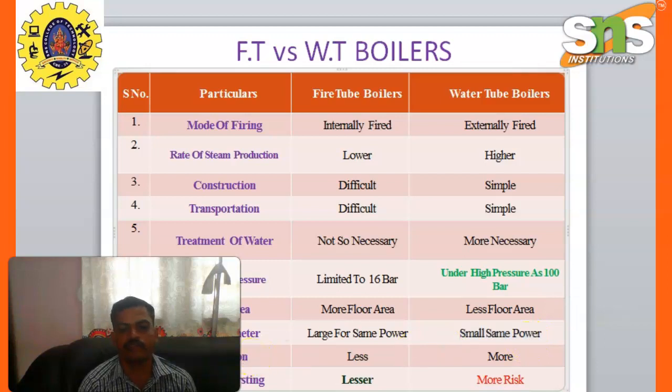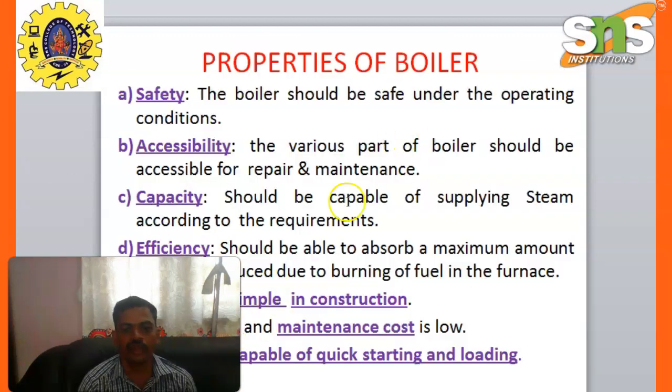Explosion risk: less for fire tube boiler, more for water tube boiler. Risk of explosion is lesser in fire tube boiler, more risk in water tube boiler. These are the differences between the fire tube boilers and water tube boilers. These are the properties of boilers.